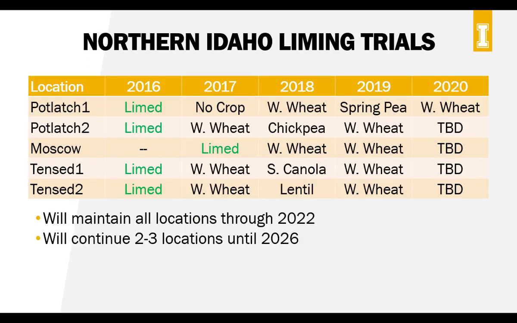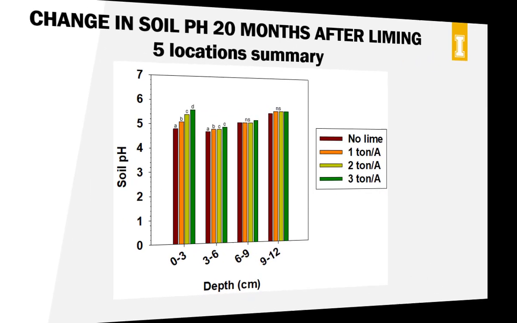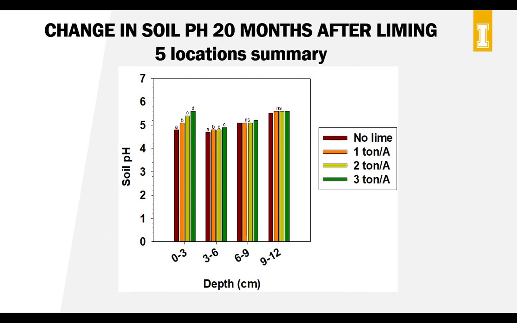So this just gives you an idea of the crop sequences we've had at these 5 locations. We limed in the fall of 2016 at 4 of the sites. We added Moscow in 2017, and we've primarily been doing a spring legume winter wheat rotation. So we've basically been following the rotations that the growers have been using at those locations just to simplify management of these trials.